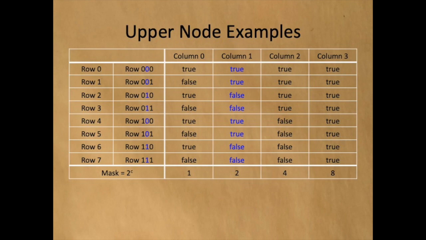Note that column 1 alternates 2 trues, 2 falses, 2 trues, 2 falses, and so on. So column 1 is true whenever bit 1 of the row ID is 0. We note that column 2 alternates 4 trues, 4 falses, 4 trues, and 4 falses, and so on. So column 2 is true whenever bit 2 of the row ID is 0.